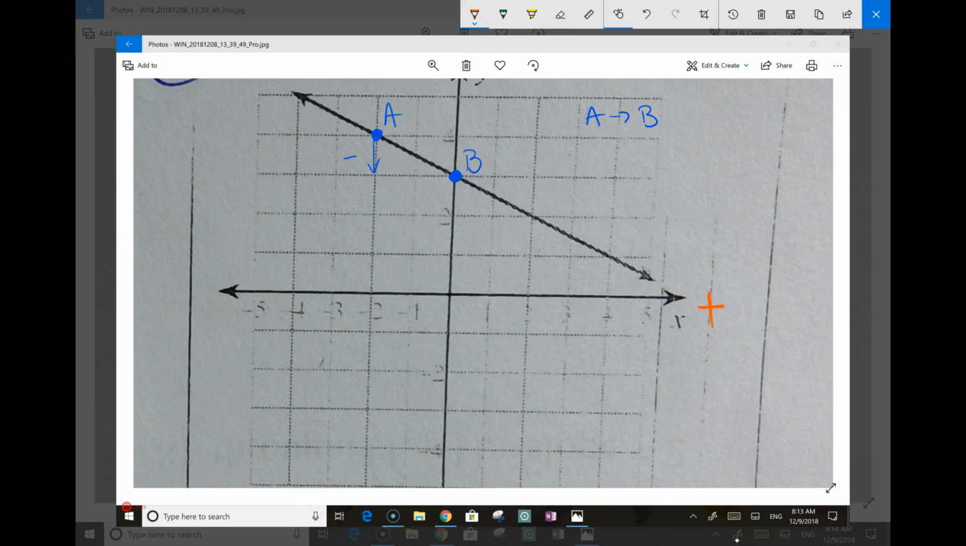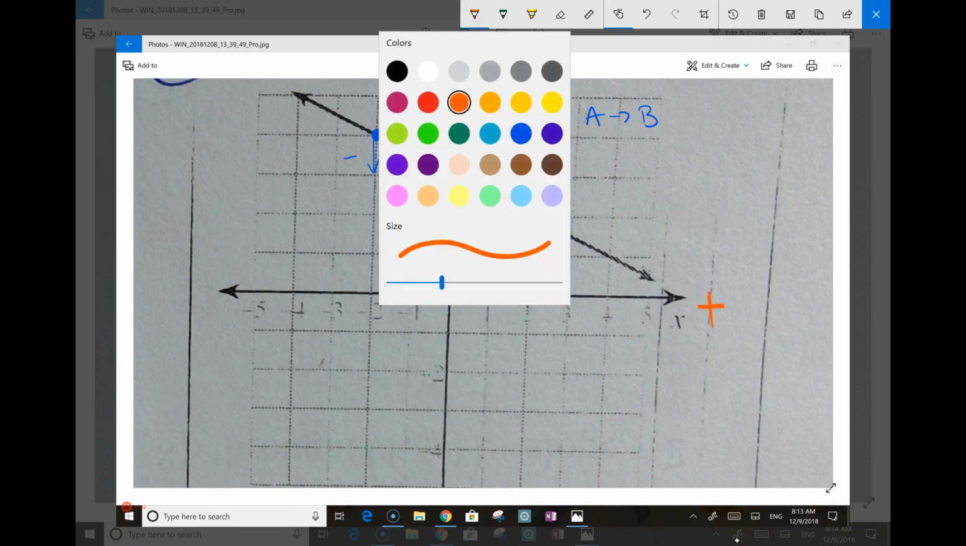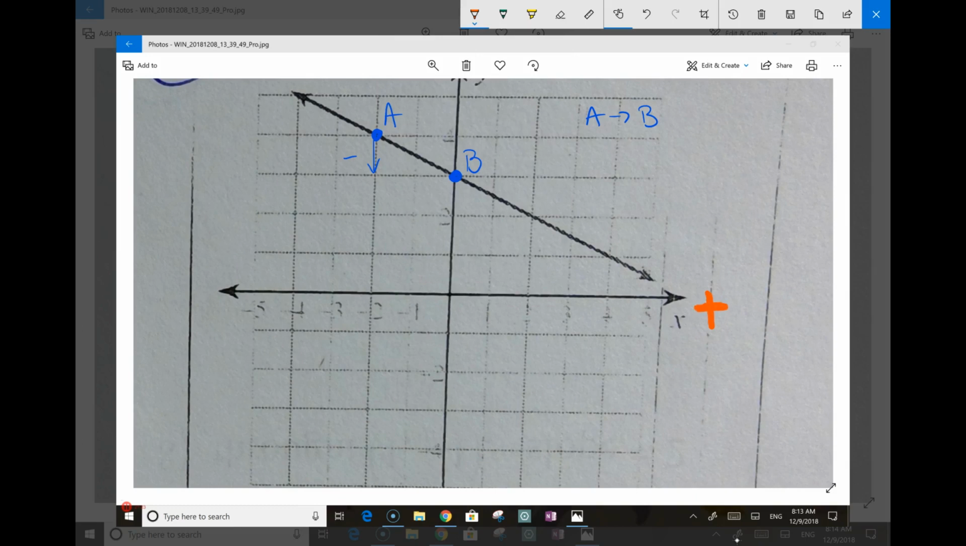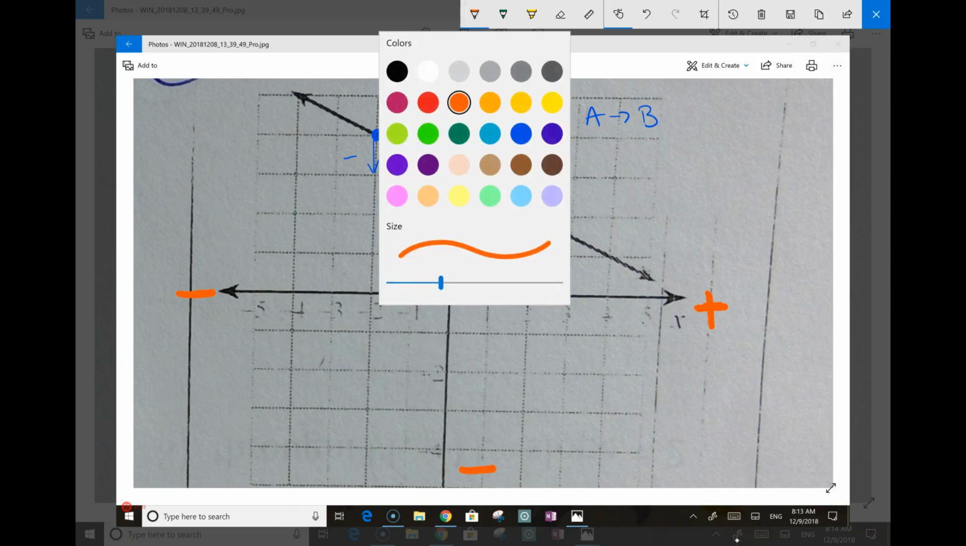When you're going this way on the x-axis, in that direction, you're going in a positive direction. When you're going this way, it's negative. Along the y-axis, when you're going down, you're going in a negative direction, but when you're going up, you're going in a positive direction. So with that in mind, let's continue where we left off.